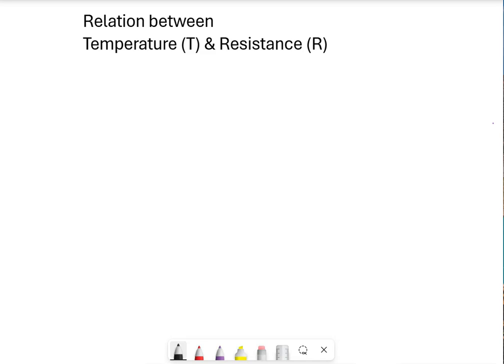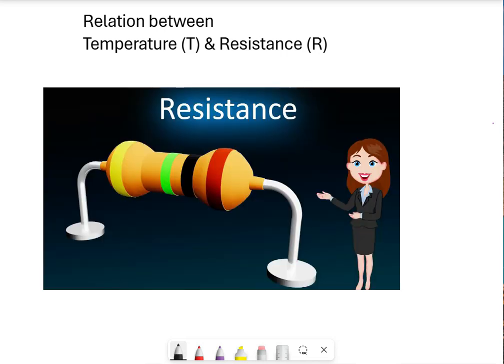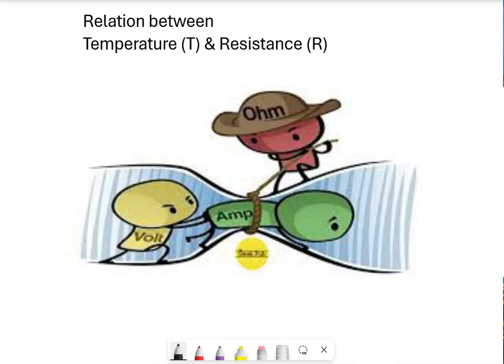Welcome to today's class. Today we're going to cover the relation between temperature and resistance. Let's start with resistance. What is resistance? Resistance is fundamentally the ability of a material to restrict the passage of electric current. Why? Because resistance changes with temperature.